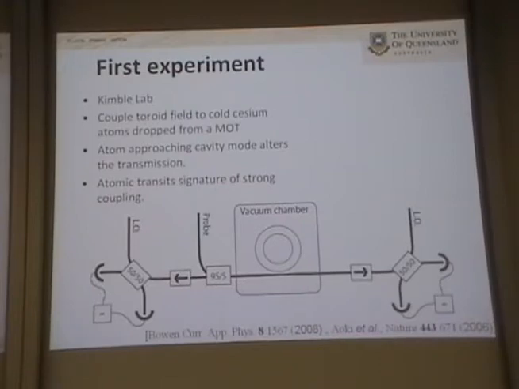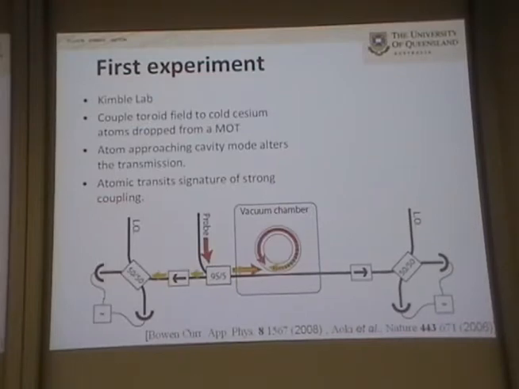So the experiments that I was involved with in this area were basically like this. We had a magneto-optic trap which had cold cesium atoms in it, sitting above a toroid. We released the trap, the atoms drop down and fly past the toroid, and you hope that some of them go through the optical mode of the toroid. Then I can see the effect of them on the transmission of a probe through a fiber which is coupled to the cavity.